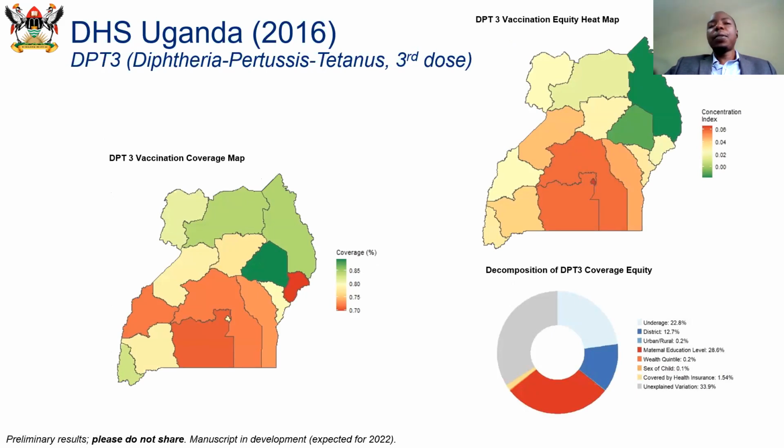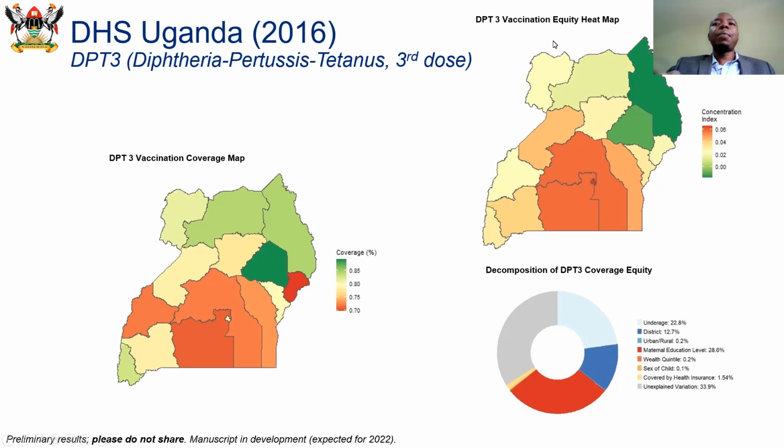So jumping into these outputs, specifically with regard to the DPT outputs, applying the Uganda Demographic Health Survey of 2016, we can see that there are some variations regarding DPT3 vaccination coverage compared to the equity assessment.